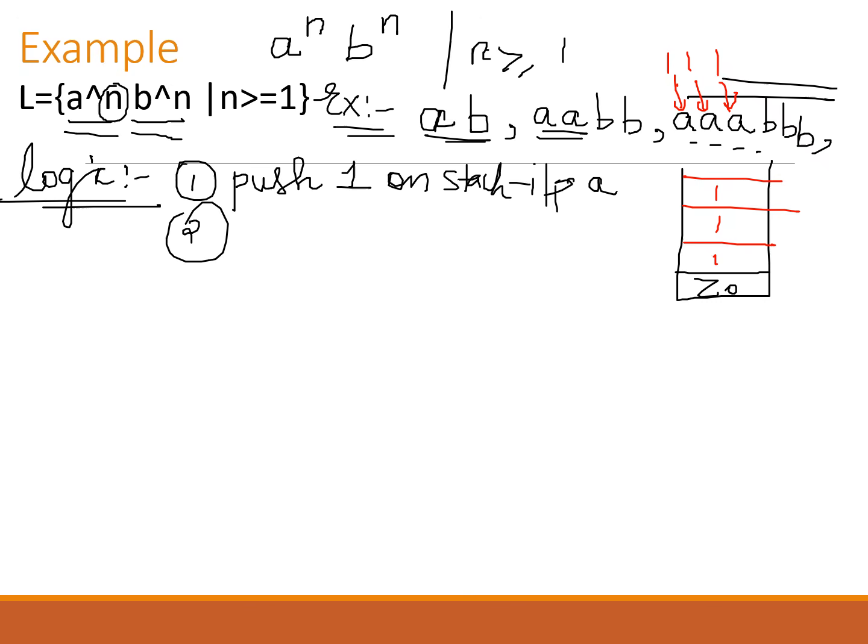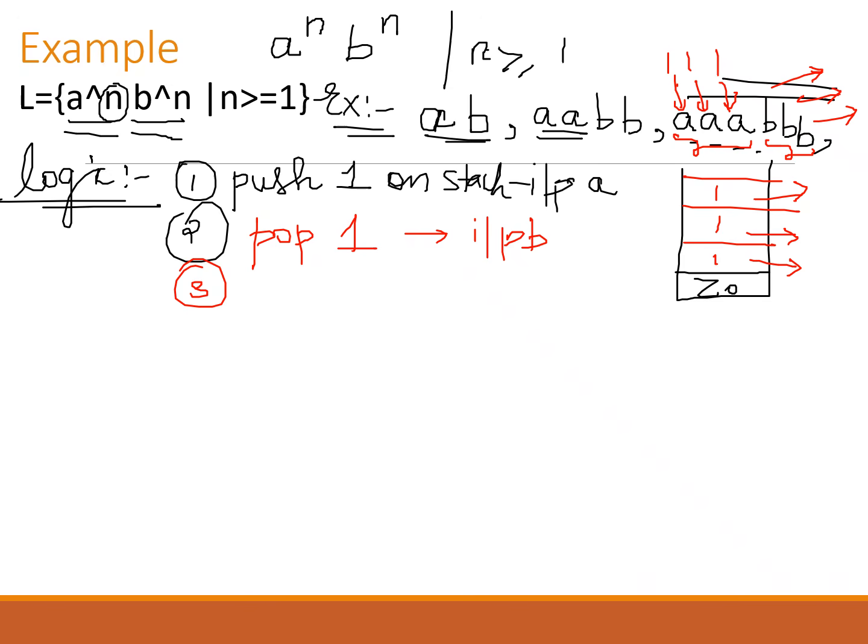Now, how do I ensure the A's are equal to B's? As soon as you start getting B, you will start performing the pop operation. So for the first B, this will be pop, next B and next B. So we'll have 3 pop operations because there were 3 pushes, correspondingly 3 pops. So we pop 1 from the stack as soon as we get B in the input.